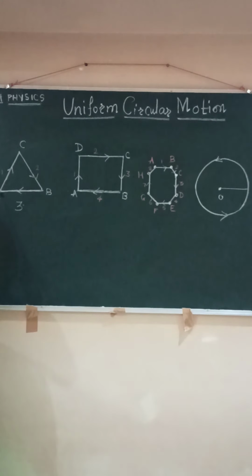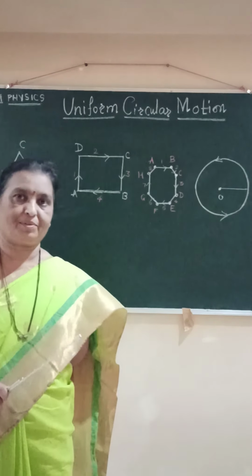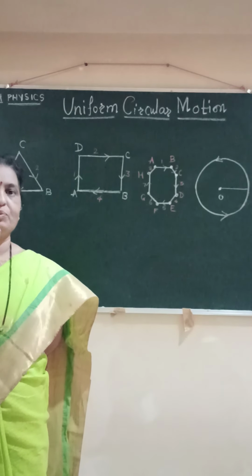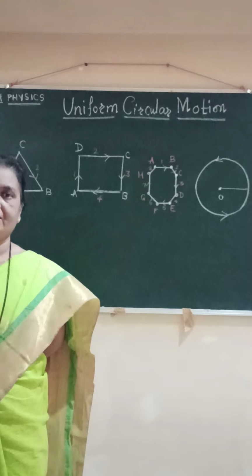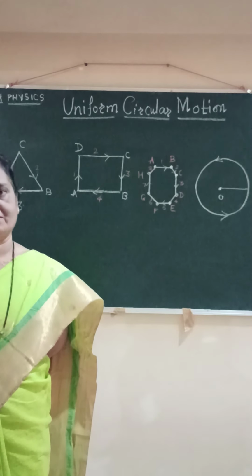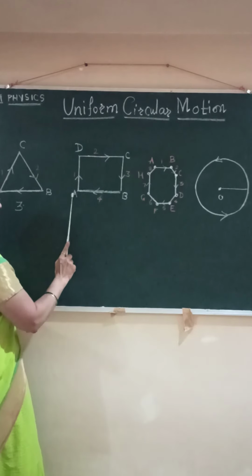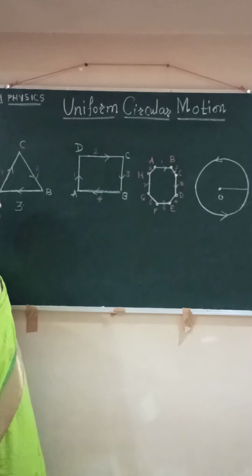So whenever that person has to move from A to C, from C to B, from B to A, he has to take a turn 3 times. That means he has to change direction 3 times. And if there is a change in direction, we say that its velocity does not remain constant, though its speed is constant. The second figure we have considered is a rectangle, ABCD.